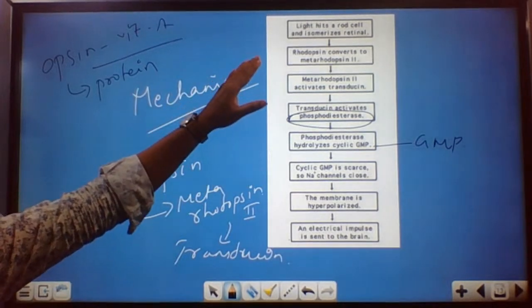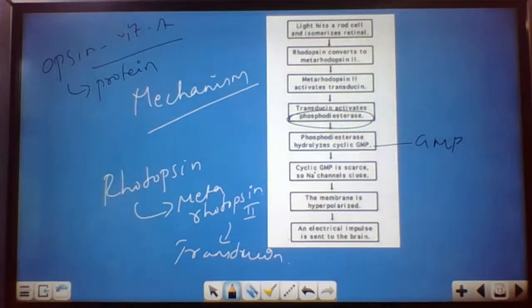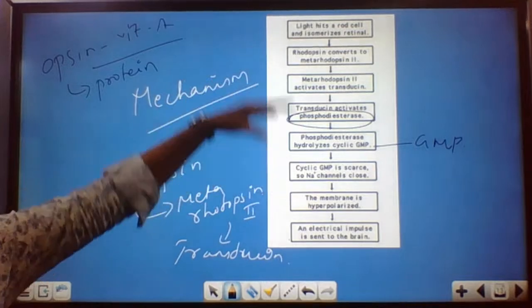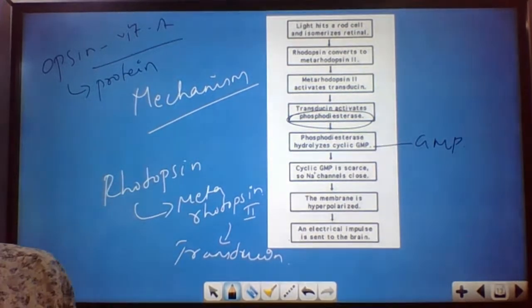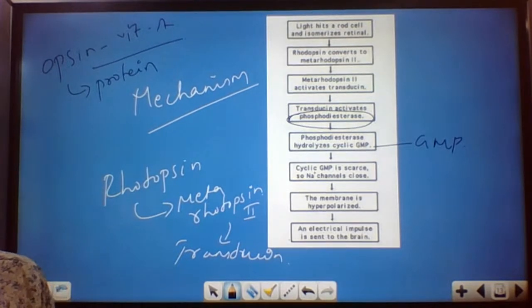So when we again recollect the mechanism behind how you can visualize. Visual purple is the other name that we give for rhodopsin. Rhodopsin is otherwise called visual purple. Okay, so I think we are done with the main mechanism.